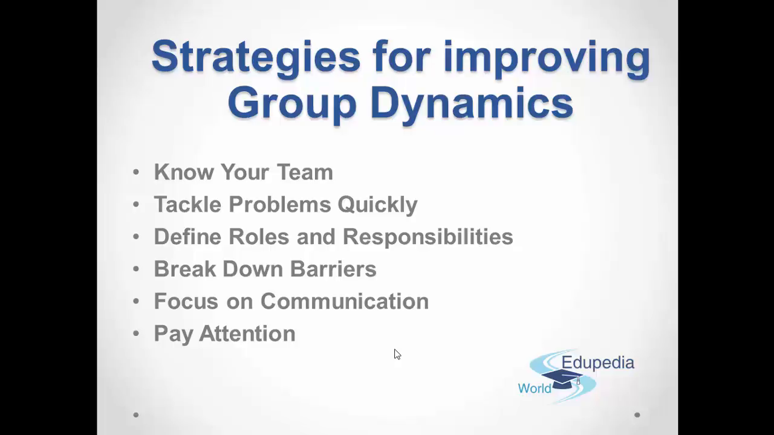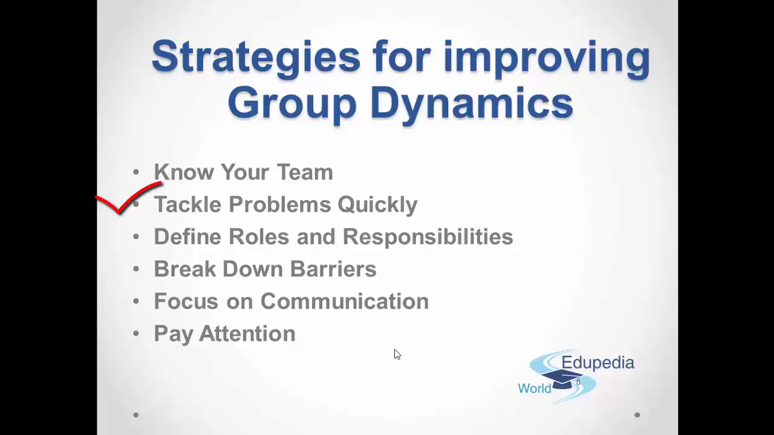Next, identify positive and negative group roles to understand how they could affect the group as a whole. When dynamics are positive, the group works well together. When dynamics are poor, the group's effectiveness is reduced.